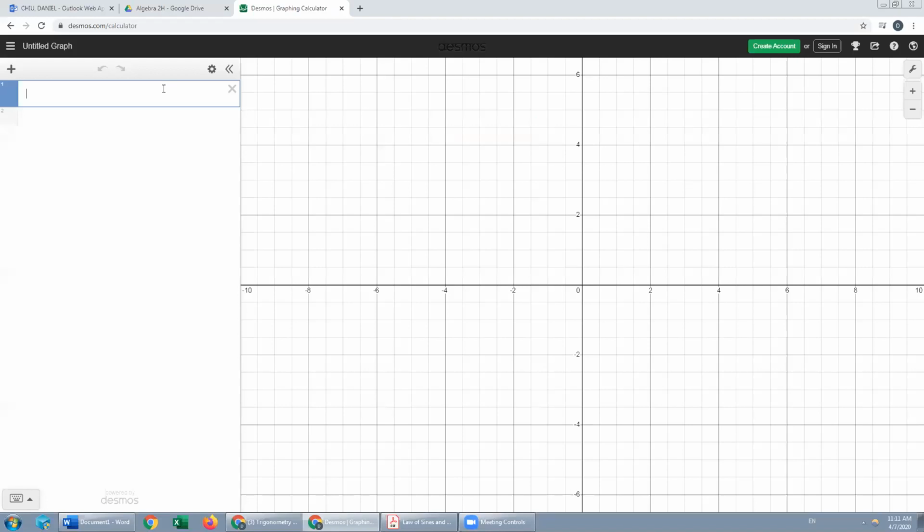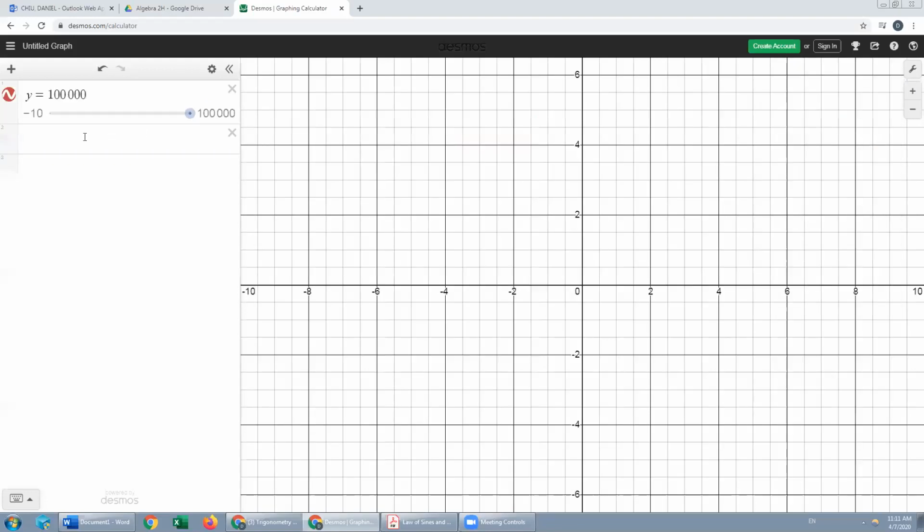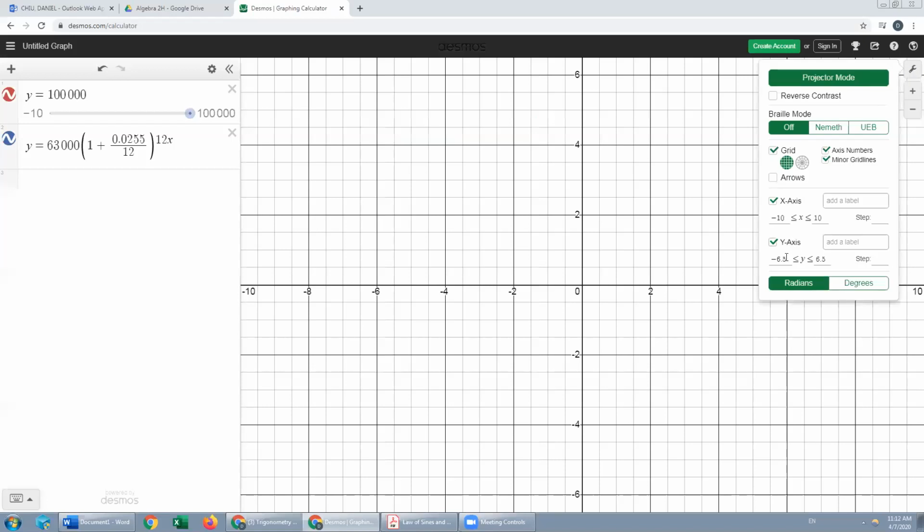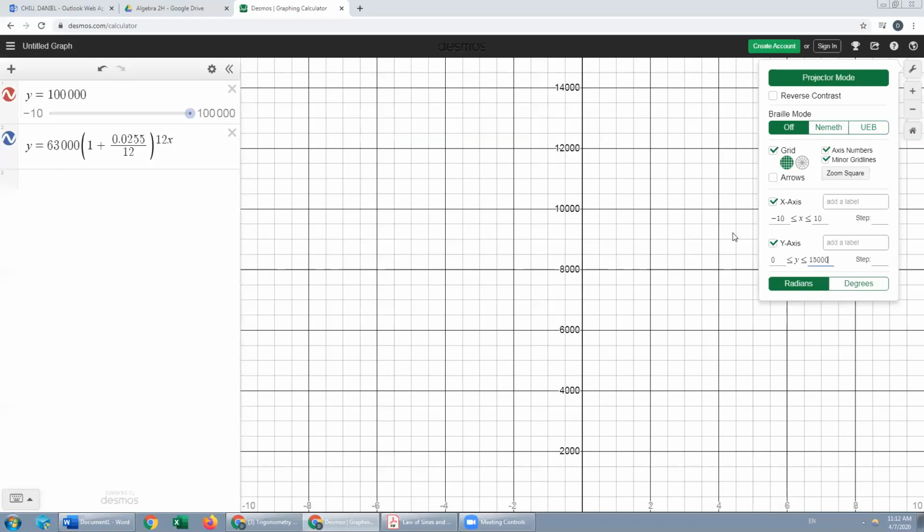All right, cool. So I'm going to be graphing y equals 100,000, bam. And of course, you don't see anything. And I'm also graphing 63,000 times 1 plus 0.0255 divided by 12, all raised to the 12x power, right? And of course, I'm not going to see anything because you have to adjust our window. So if you're on your calculator, probably adjust the Y values first. I know I'm graphing $100,000, so I'm going to go up from like 0 to $150,000 at least.